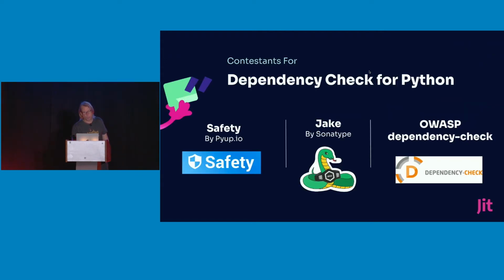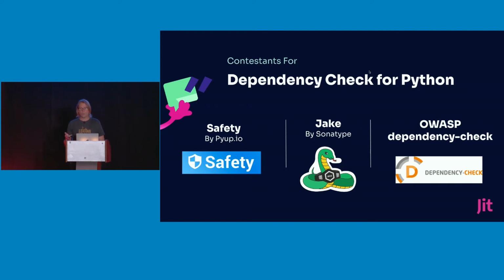So for dependency check, I think it's really important to know dependency check for Python, right? Because we looked at some different tools for different languages for dependency check, which I'll talk about. But for this one, the three contestants were Safety by PyUp, Jake by Sonatype, and then OWASP Dependency-Check.